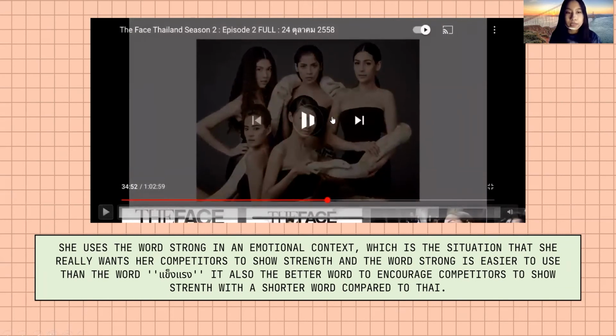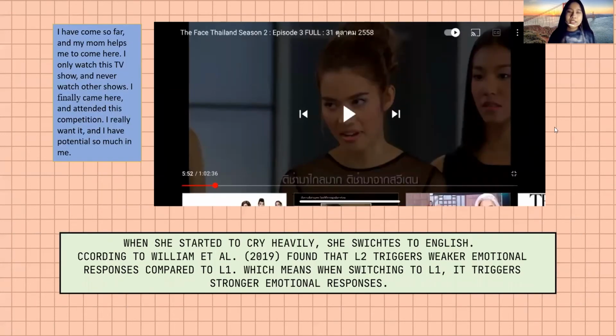She uses the word strong in an emotional context, which is the situation that she really wants her competitors to show strength, and the word strong is easier to use than the word in Thai, kheng raeng. It is also the better word to encourage competitors to show strength, with a shorter word compared to Thai.